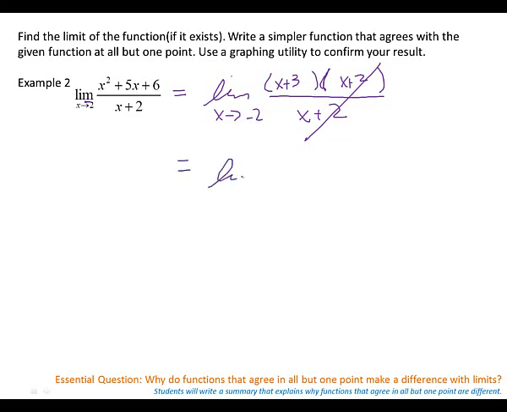Alright, so we're looking at the limit as x approaches negative 2 of x plus 3. Now what am I going to do with that negative 2? Plug it in, right? So negative 2 plus 3 is 1.